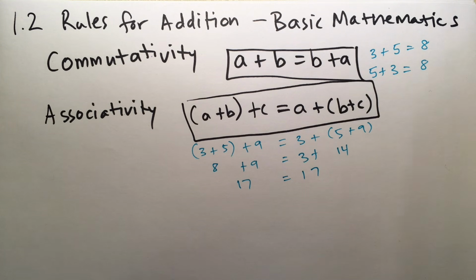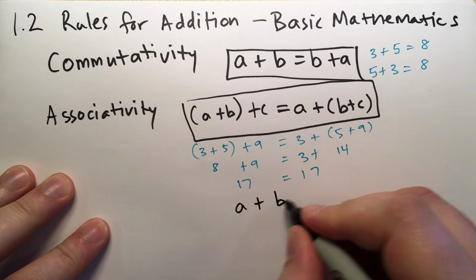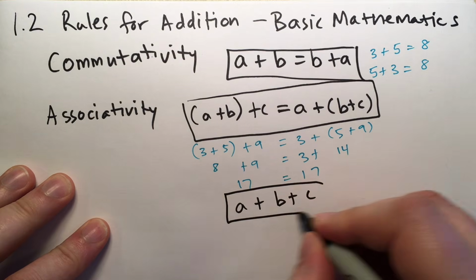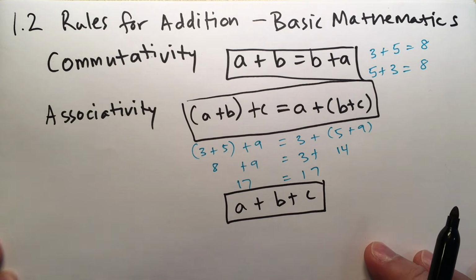Now, because of this property, we almost always reduce this form into this simple form. We just write A plus B plus C. And that means you can add A plus B first, or you can add B plus C first.